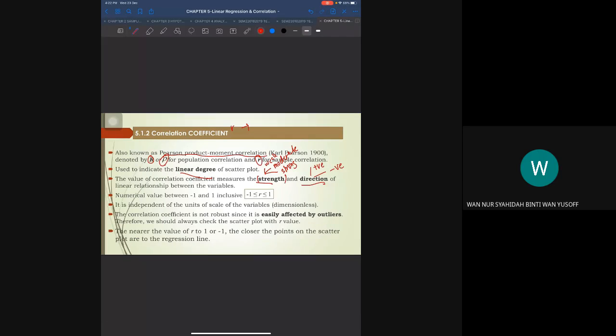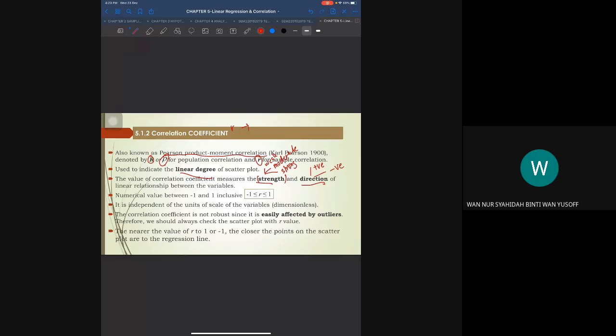So R is dimensionless, there is no unique, and R is not robust since it is easily affected by the outlier. Therefore, we should always check the scatter plot with the R value. When you plot the scatter plot, if you have an outlier, it will be illustrated in your scatter plot, because the outlier is isolated from the rest of the data. So if the outlier exists, then it will be shown in your scatter plot.